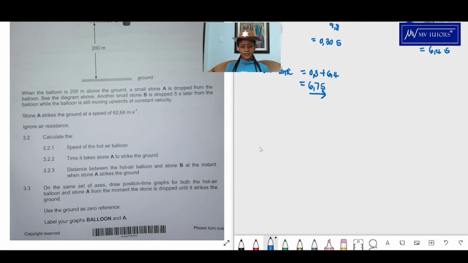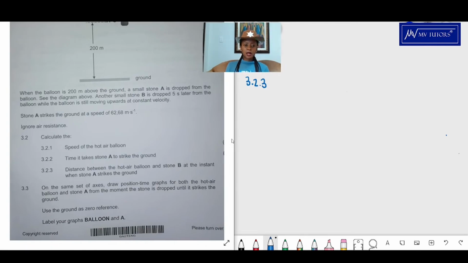Okay, now let us see 3.2.3. Okay, so 3.2.3. So now they want us to calculate the distance between the hot air balloon and stone B at the instant when stone A strikes the ground.